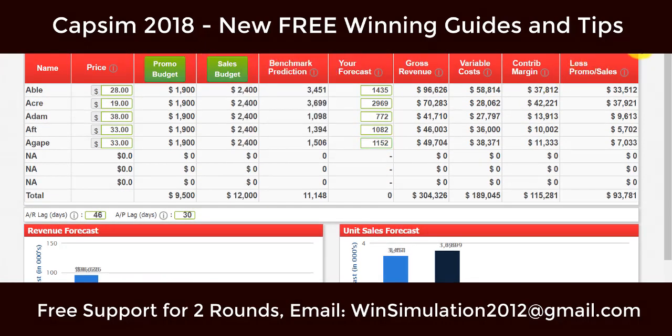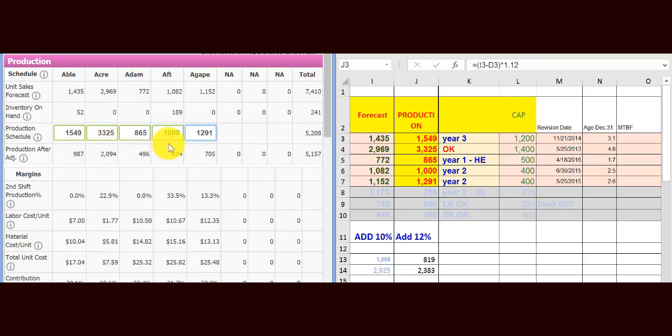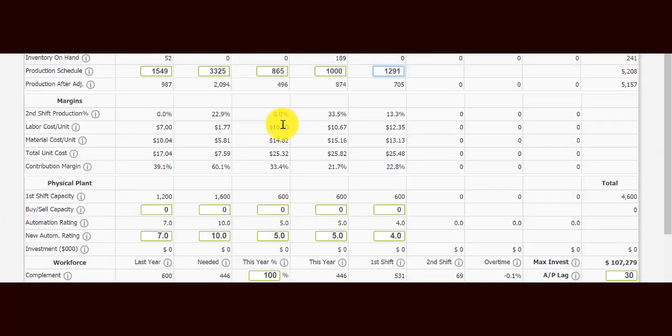Now for production, we have 4 rounds in practice. Again, this strategy is for 4 round practice only. We want to win the 4 rounds, so we do not add new products. We just update 5 products. That's for production. We input the production for 5 products, and with this strategy we can win the 4 practice rounds with very high results.